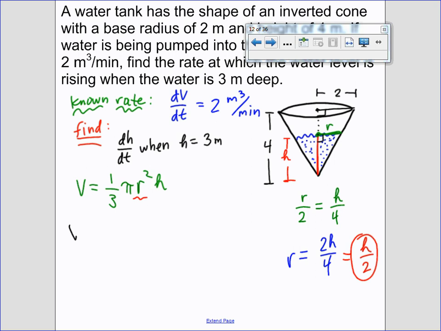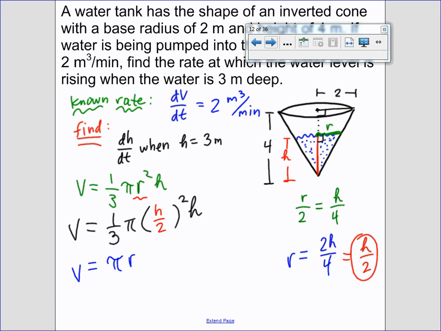Here we go. V equals 1/3 pi radius squared H. What is my radius in terms of H? H over 2, which means my volume V is given by H over 2 squared, which is H squared over 4, times H is H cubed over 4, times the 1/3 is H cubed over 12, and times the pi on top, I'm getting pi H cubed over 12.